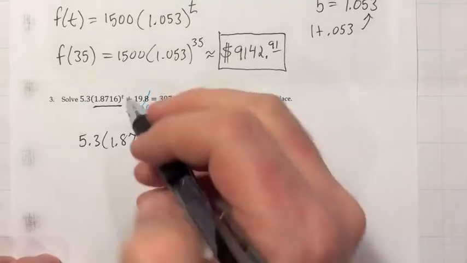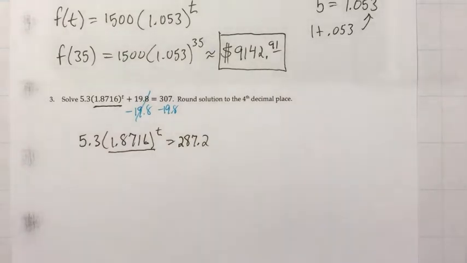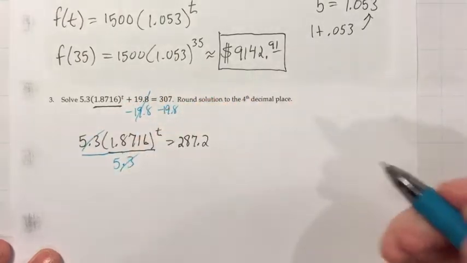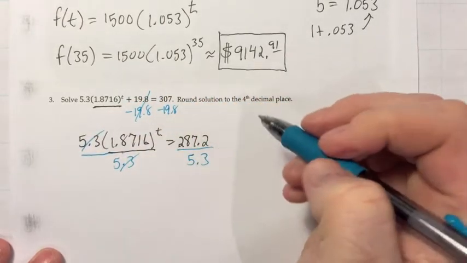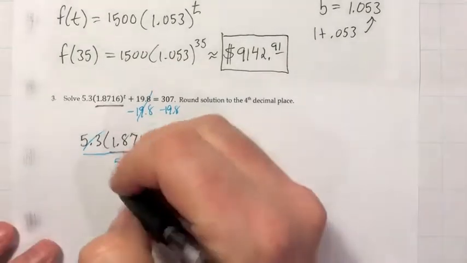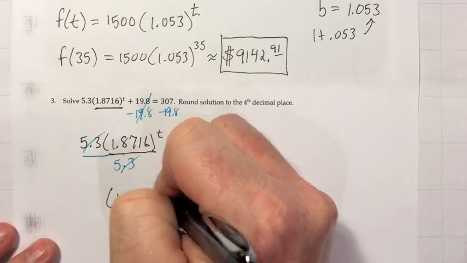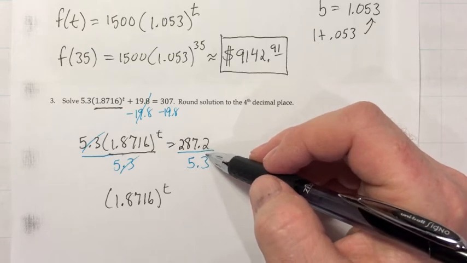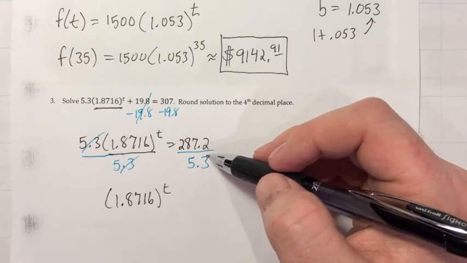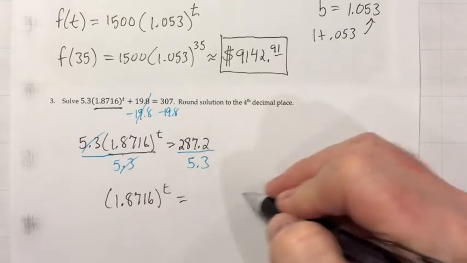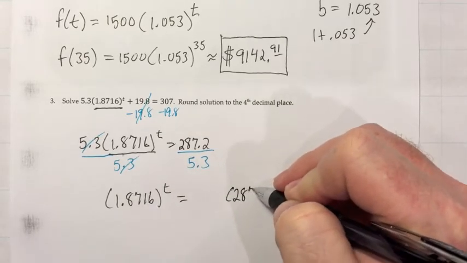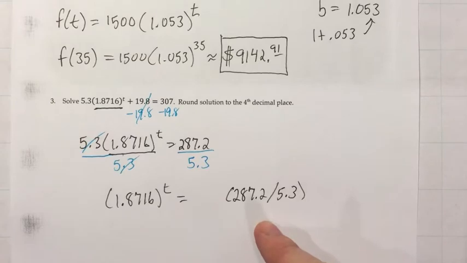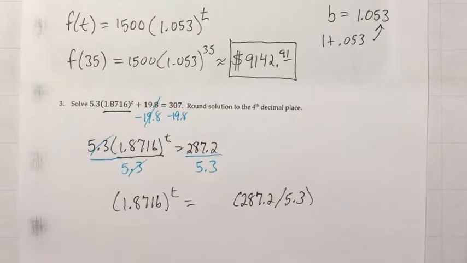And then we're still trying to get this base by itself, so this part right here by itself. So that means we need to get rid of that 5.3. That is connected by multiplication, so I'll divide by 5.3 so those will cancel. If I do that on the left, I'll do it on the right as well for balance. And then we have 1.8716 raised to the t. And if you divide this part right here, then you would get a decimal and you would round it, and that would bring an error. So rather than doing that, I'm just going to write equals, I'm just going to copy that fraction down, 287.2 slash 5.3. I'm writing it this way because I'm going to go into the calculator pretty soon, and I want to write it in the way it's going to look in the calculator.